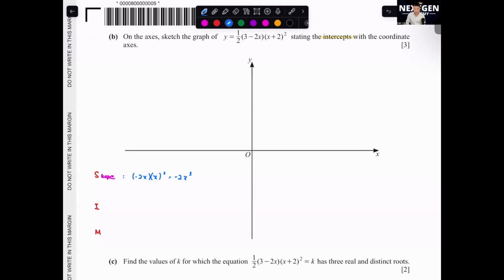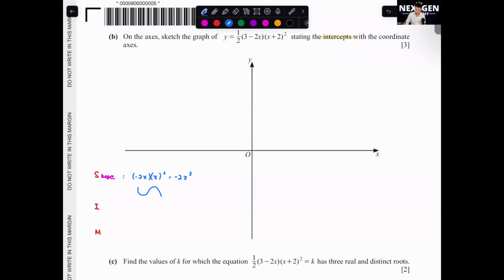Is it sad-happy or happy-sad? Now a cubic graph is either sad-happy or happy-sad. Okay, happy-sad, right? Because it's a negative x cubed, so we will take this shape like that. Okay, a happy-sad graph. If you determine this first one wrong, the whole thing is wrong already. So you need to know what the shape looks like first. Anyone don't understand this? Okay, cubic graph because of negative x cubed.